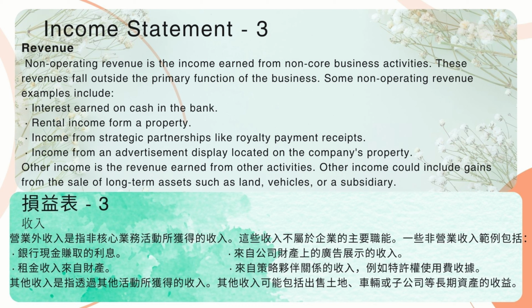Other income is the revenue earned from other activities. Other income could include gains from the sale of long-term assets such as land, vehicles, or a subsidiary.